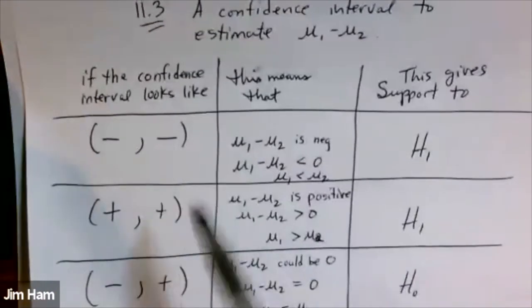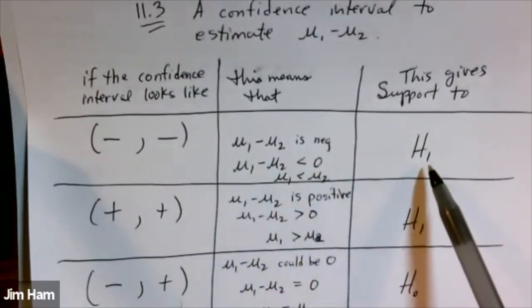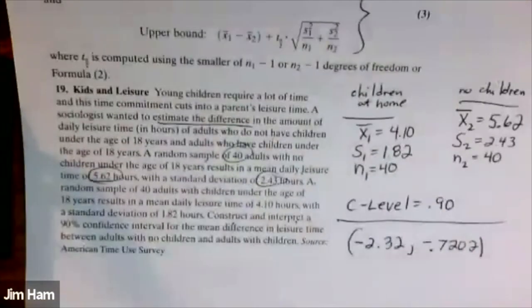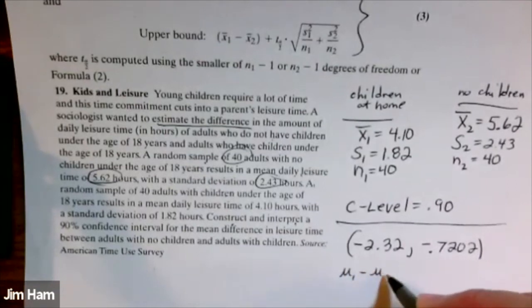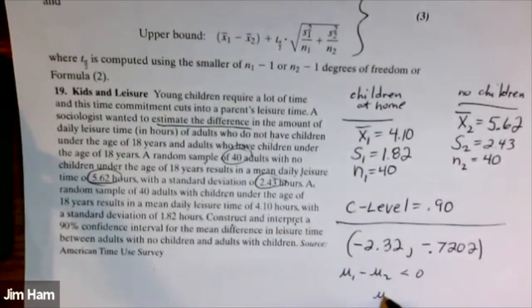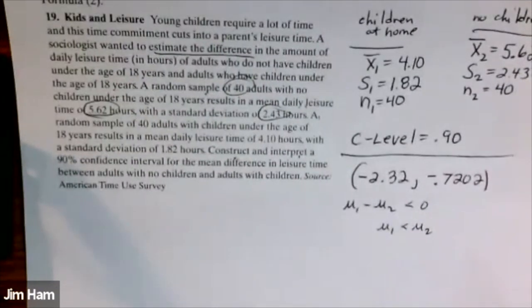And so that means when we subtract mu1 minus mu2, it's negative. So that's evidence that mu1 is less than mu2. And that gives support for the alternative. So mu1 minus mu2 negative. So that means mu1 is less than mu2. Okay, we're out of time, so we'll stop. But you want to go on and interpret. Remember, to interpret, you have to say, we are 90% confident that on average, parents that have children at home have less leisure time.